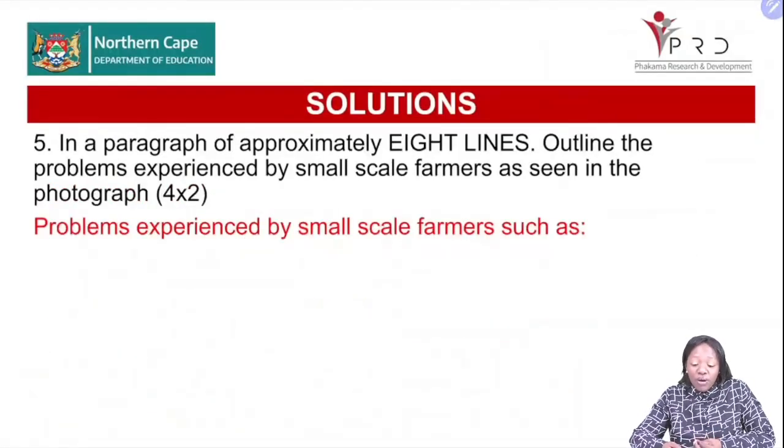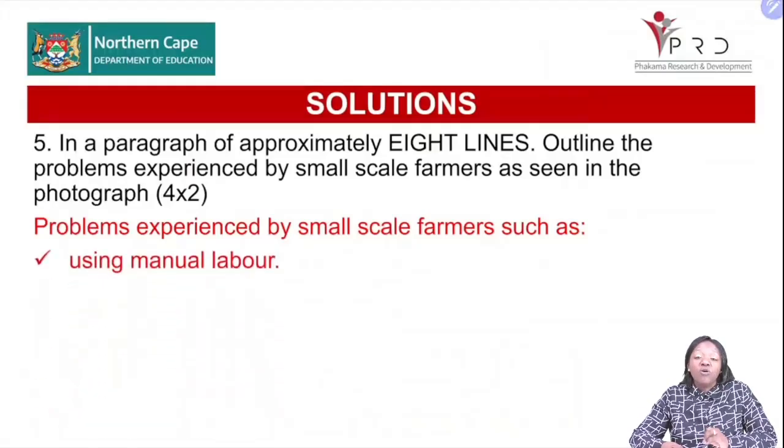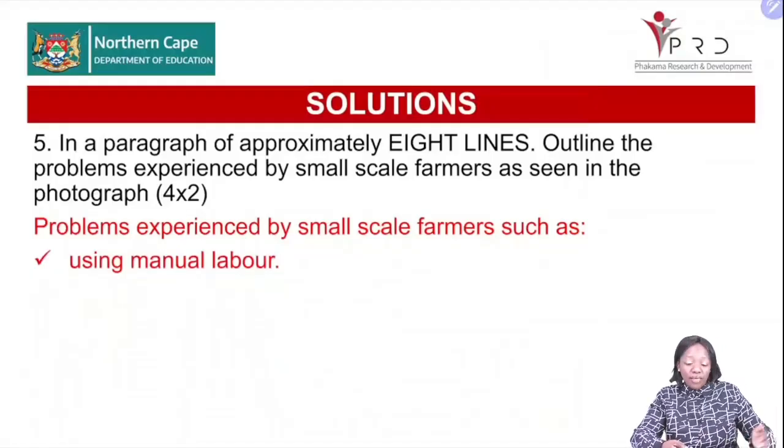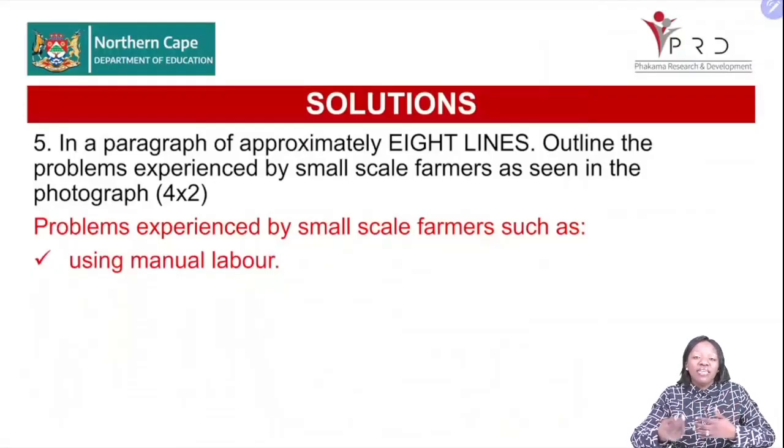Then we're looking at our question number 5. In a paragraph, you were supposed to outline the problems that are being experienced, as we've seen in the picture. Problem number 1, the problems experienced by the small-scale farmers, such as the use of manual labor. The use of manual labor is a problem because they are wasting a lot of time, whereas this can be done by a machine in less than an hour. So you find that for themselves, it takes the whole day or even days.